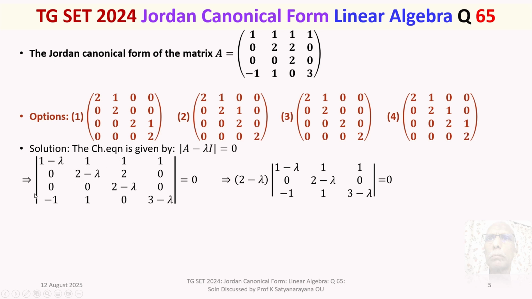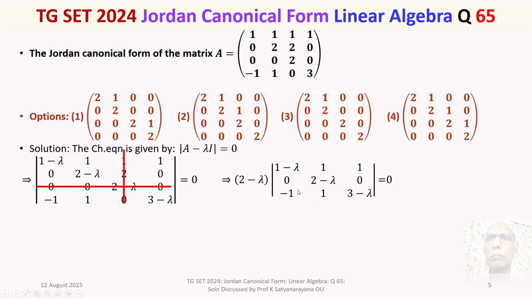Observe here, you have to find out the determinant of the 4 by 4 matrix. Observe here, the third row has only one element, 2 minus lambda. That's the weak point here. So delete third row and the third column. Then you will get 2 minus lambda multiplied by the 3 by 3 matrix, the remaining: 1 minus lambda, 1, 1; 0, 2 minus lambda, 0; minus 1, 1, 3 minus lambda.